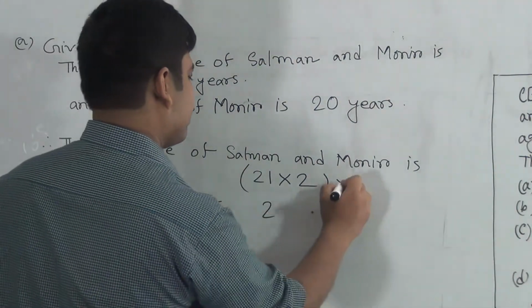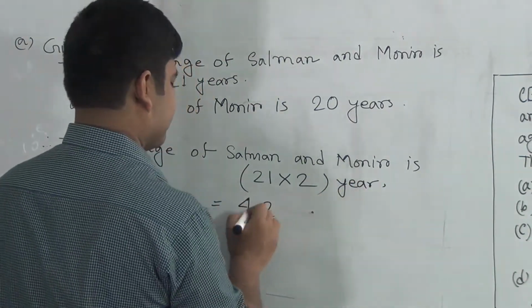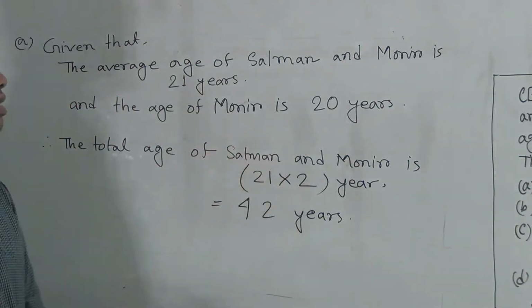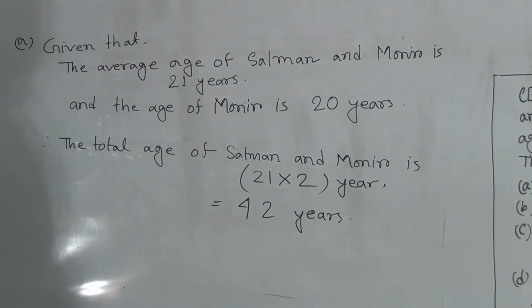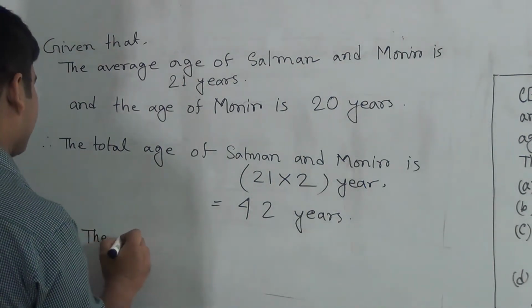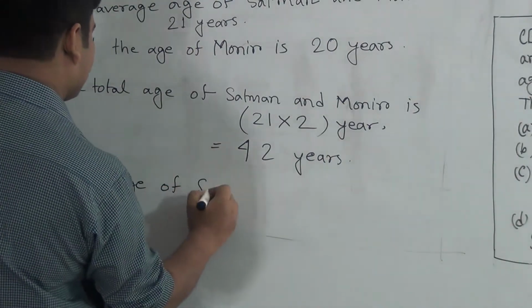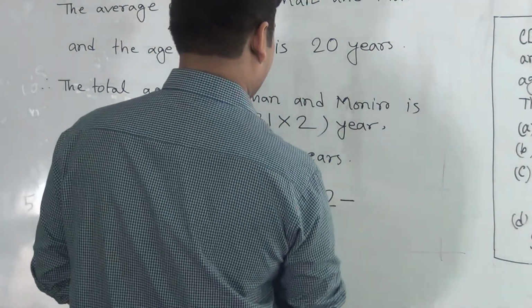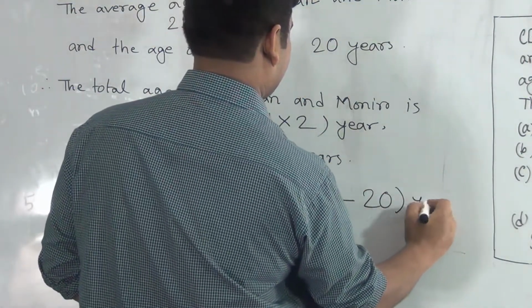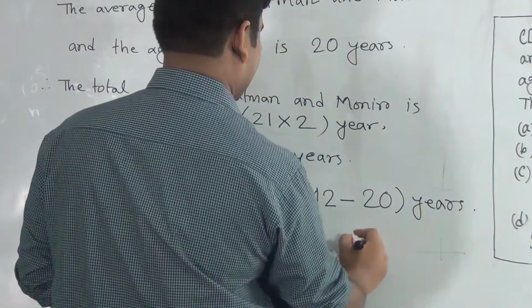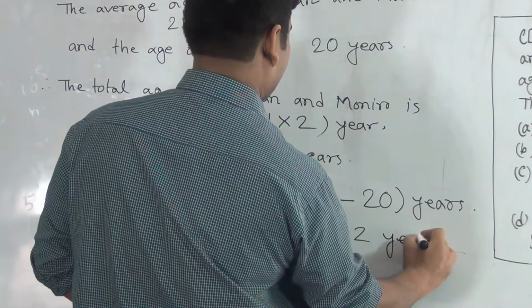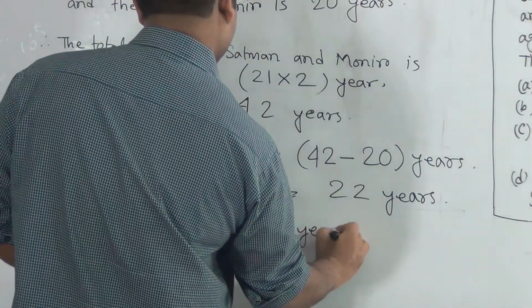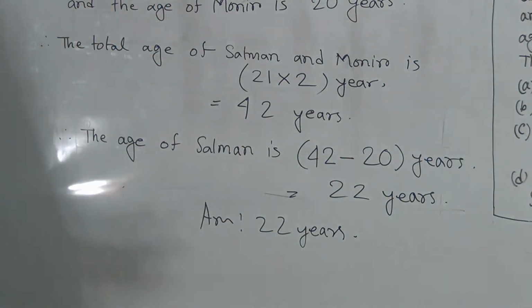2 ones are 2 and 2 twos are 4. That means 42 years. Now I subtract Monir's age from total age of Salman and Monir and we get the age of Salman. So the age of Salman is 42 minus 20 years, then 22 years, and finally answer 22 years. Okay, so question number A is done.